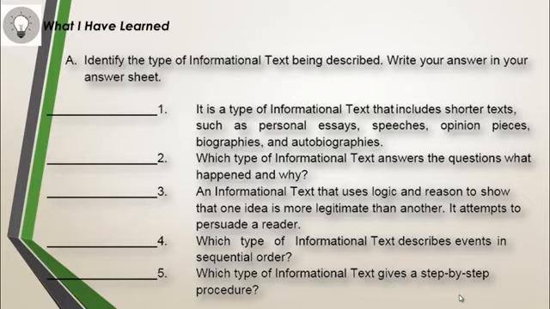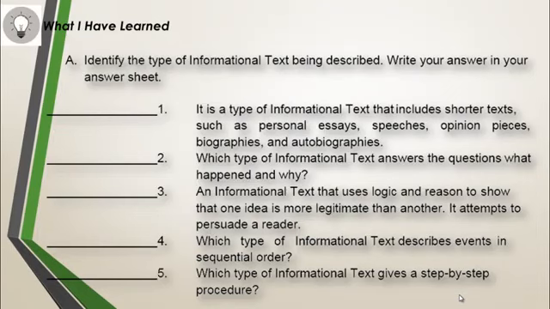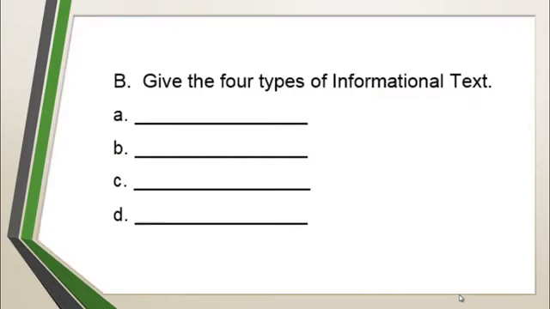4. Which type of informational text describes events in sequential order? 5. Which type of informational text gives a step-by-step procedure? B. Give the 4 types of informational text. A, B, C, D.